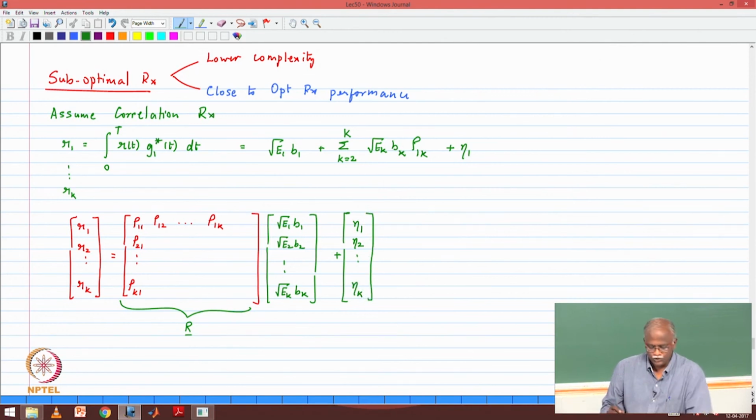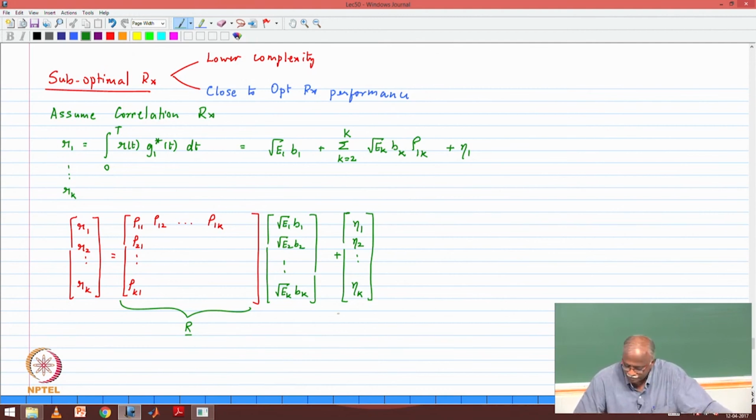Okay. So basically I have rewritten the formula. Given r of t, I need to get b1 to bk. I said, okay, forget r of t, I am going to get this output of the correlator. So given r1, r2, rk, can I estimate b1, b2, bk? So yes, this is an estimation in the presence of noise. So let's quickly look at the expressions that we will get.